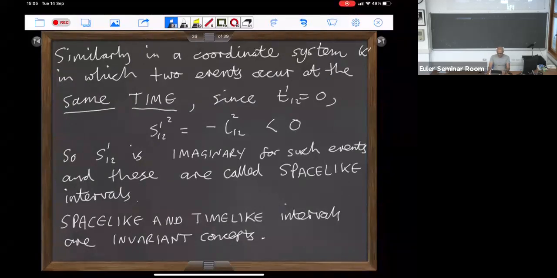And space-like and time-like intervals are the only two types of intervals that you can have, so that they're actually invariant concepts, as we will see.